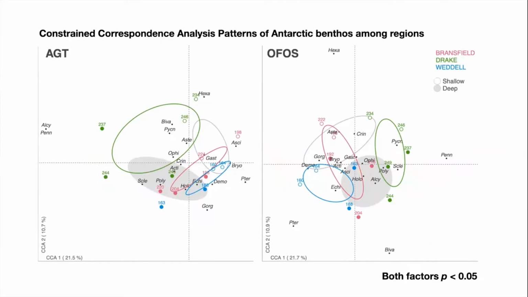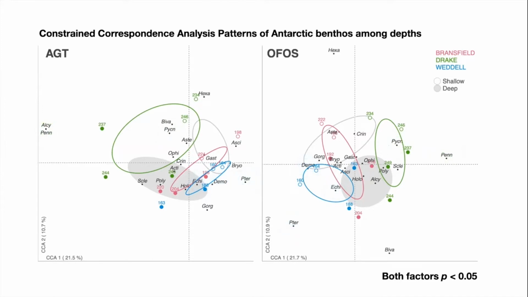Regarding the correspondence analysis, first of all, it was significant for both factors, the factor area and the factor depth. Regarding the area, Alcyonacea, Pennatulacea and Pycnogonida were good descriptors of the Drake Passage for both methods, while for both methods Pterobranchia, Demospongiae and Echinoidea were the representatives of the Weddell Sea.